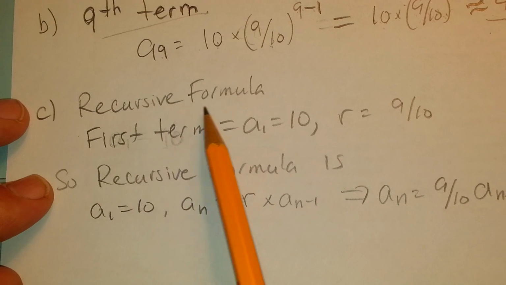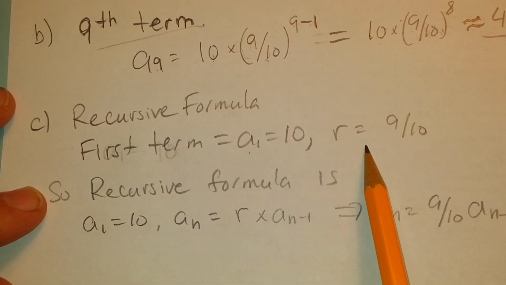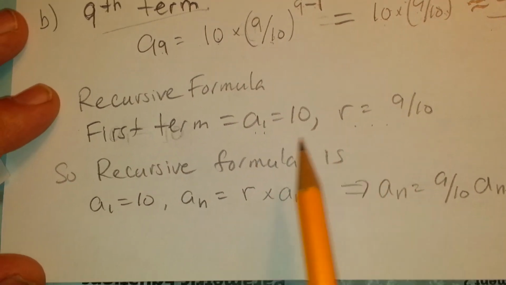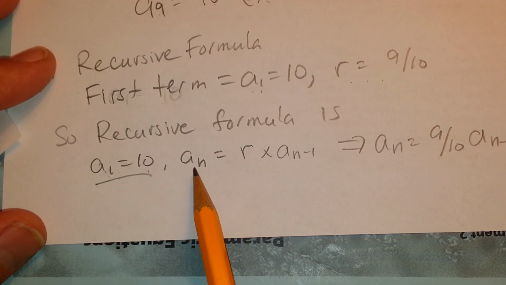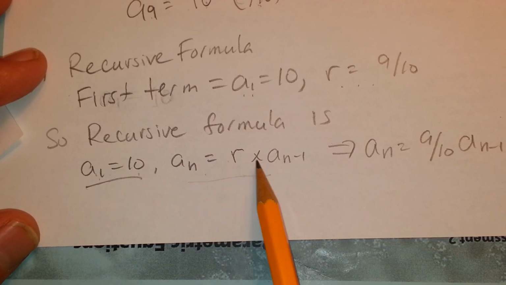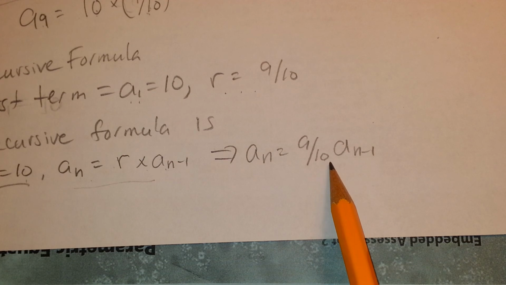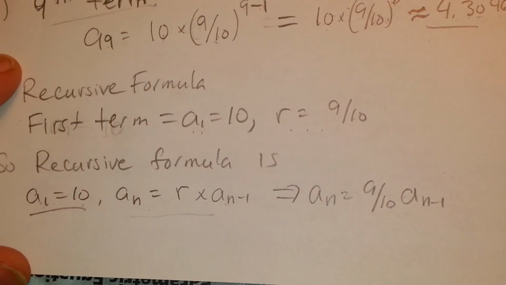For the recursive formula, I want to get the first term and the common ratio. The first term was 10, the common ratio is 9/10. So for my recursive formula, I give the term that's required, a sub 1 equals 10. So a sub n is going to be r times a sub n minus 1. So here's my recursive formula: 9/10 times a sub n minus 1.